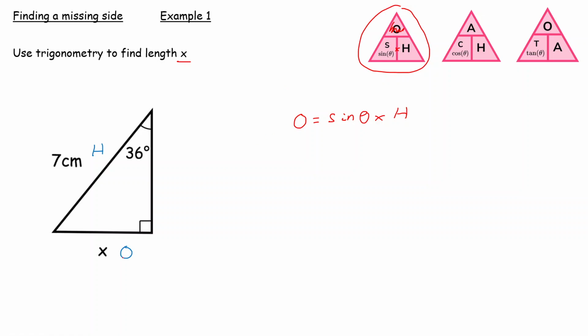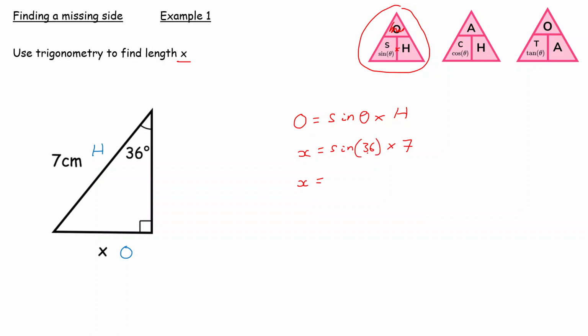So O is equal to x, which is what I'm trying to find, and that is equal to sine of the angle. The angle here is 36, and you put it into brackets, 36, and we're timesing through by h. Well, h is equal to 7, so times through by 7. Okay, and there we go, type that into our calculator, so sine 36, using those brackets. If you don't have the brackets, your calculator would do something different. Got to have those in there.